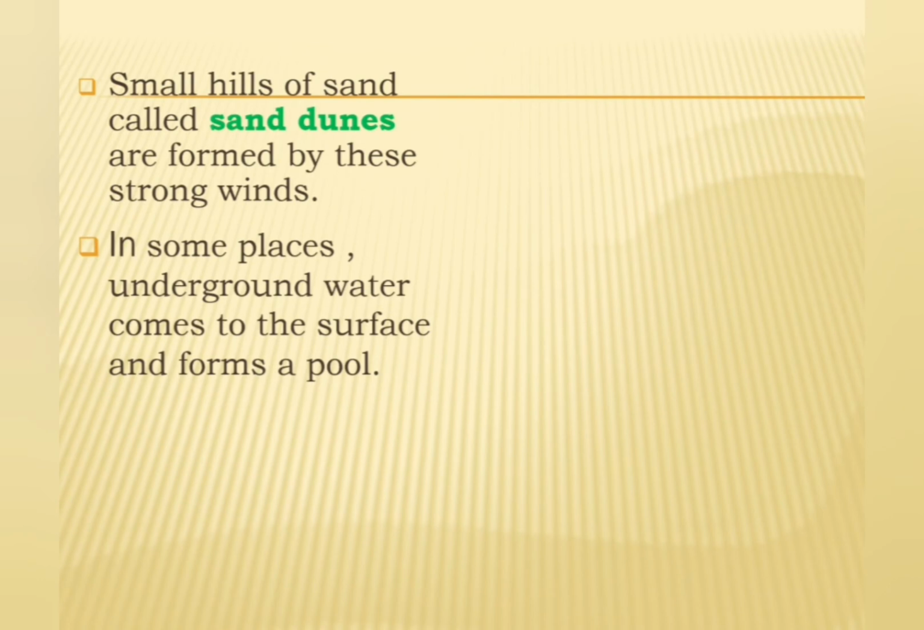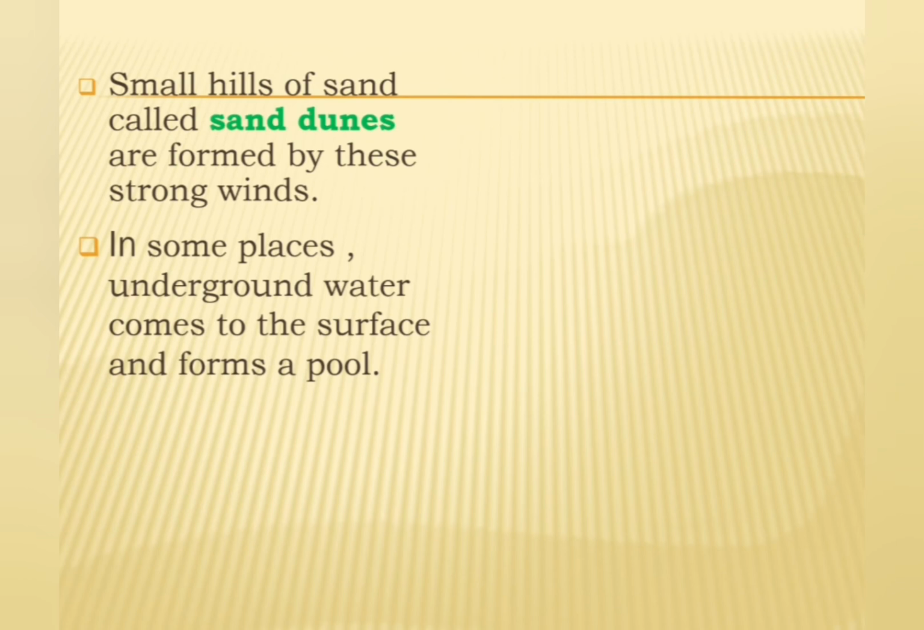What are called sand dunes? Small hills of sand called sand dunes are formed by these strong winds. The strong winds carry the sand from one place to another and form the sand dunes.